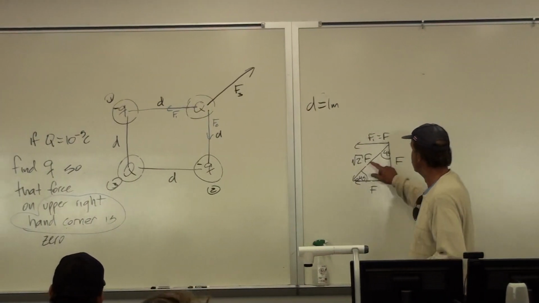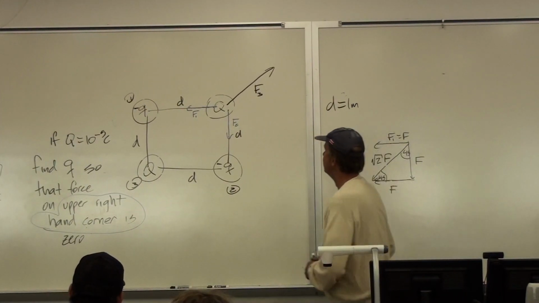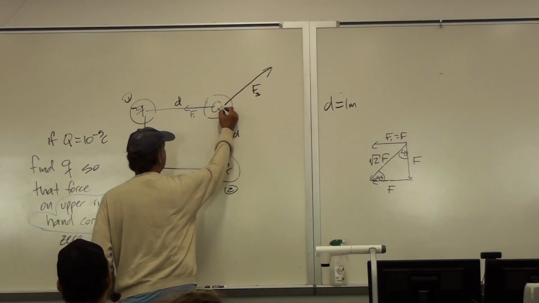Okay, so now I know that this distance is the square root of 2 times F. Now how does that align with F3?